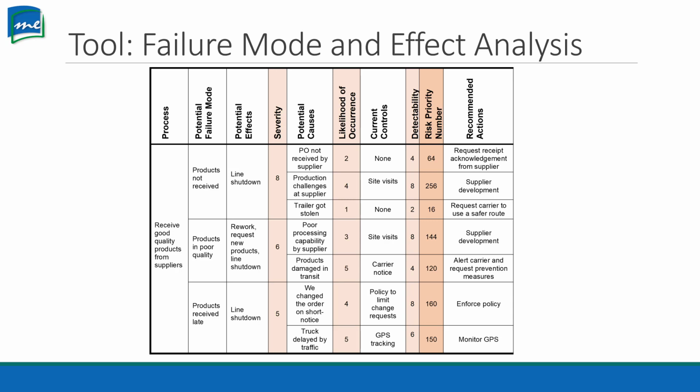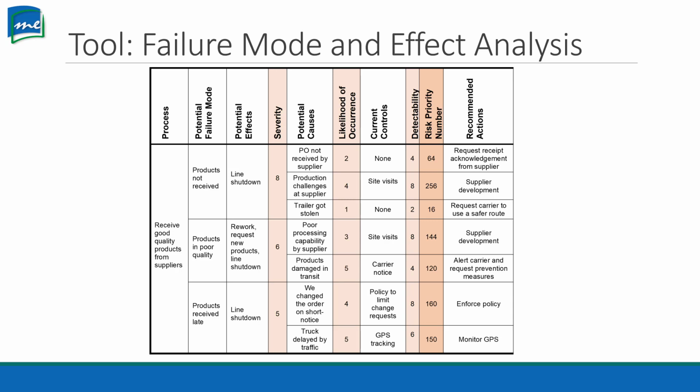And then we can get all the way down to 16, which is the trailer got stolen, for which there was no control. The only thing we really should do is ask the carrier to use a safer route. Maybe they should not be stopping at certain truck stops. Maybe they should use major highways instead of back roads. Or maybe avoid certain towns. All these different things can be recommended on using a safer route.